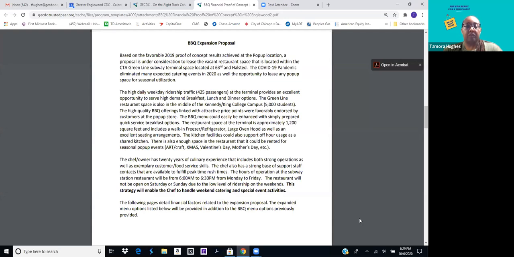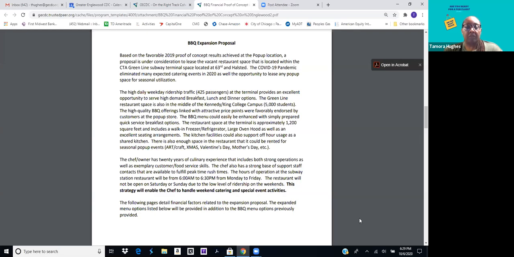The other thing that's kind of cool in some respects is that the passenger traffic on the weekends is not worth staying open for. It's really low on the weekends. So the strategy would be that you'd only have the restaurant open Monday to Friday from 6 a.m. to 6:30 p.m. And then this would leave the chef available to do weekend events, and she could do catering on weekends. So these are just options.